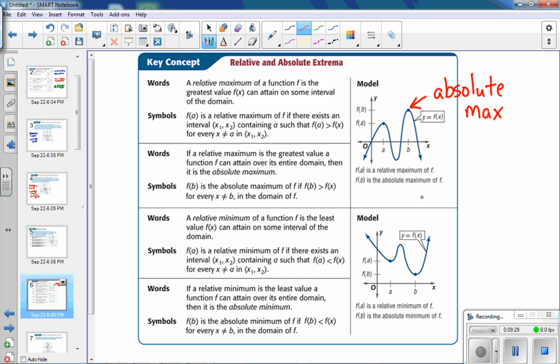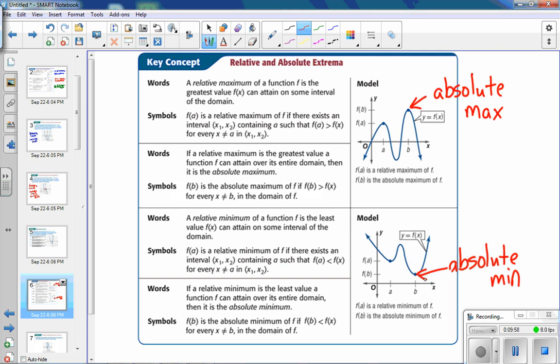Now down here we have some minimum values. F of A would be considered a relative minimum value, and f of B is also considered a relative minimum value because it's a minimum relative to the points on either side of it. However, this is also considered an absolute min because there's no other point on the function where there's a function value lower than that point. So it's an absolute minimum.